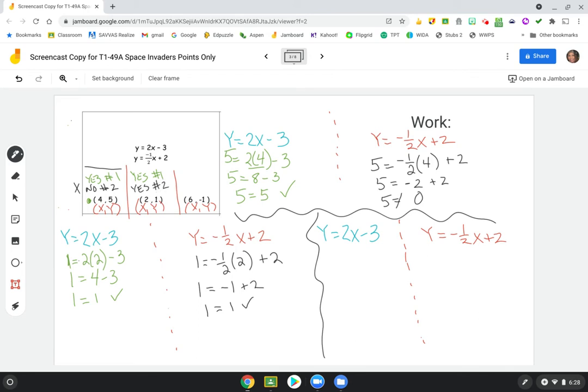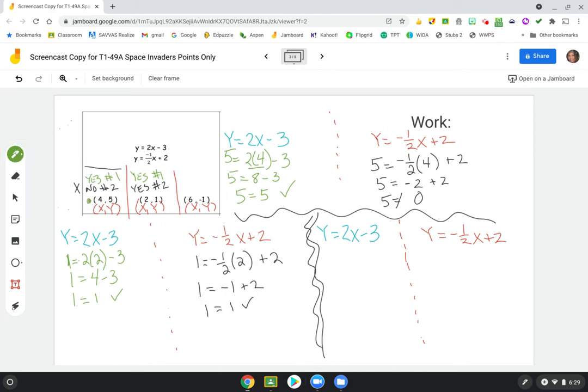So it looks like this is going to be the solution to our system because the point 2, 1 is on both lines. However, I just want to double check and check the third point, just to make sure. Maybe I did some math wrong along the way.